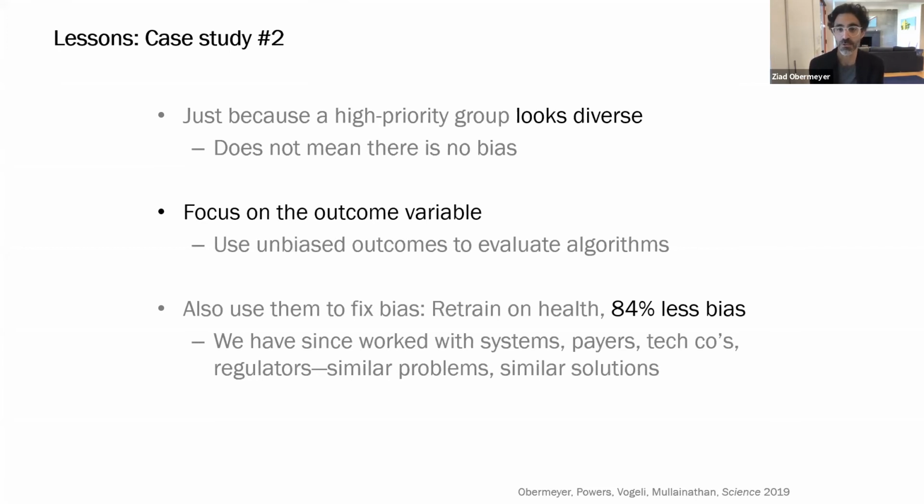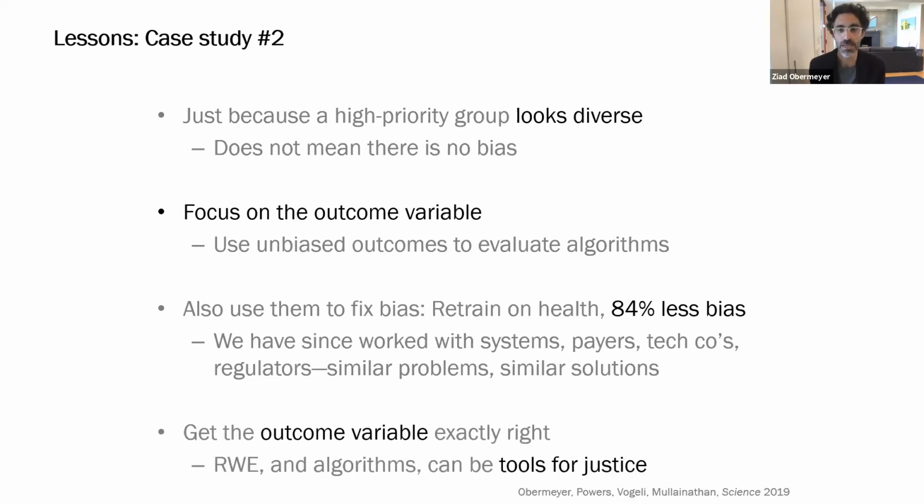And we've since worked with a number of other healthcare systems, with insurers, with tech companies, and with federal and state regulators, where we found similar problems, but also similar solutions. So I mention this because focusing on that outcome variable is really the key to getting real-world evidence, all of our efforts in this area, as well as algorithms, to be tools for justice rather than tools to reinforce the status quo. Thank you.